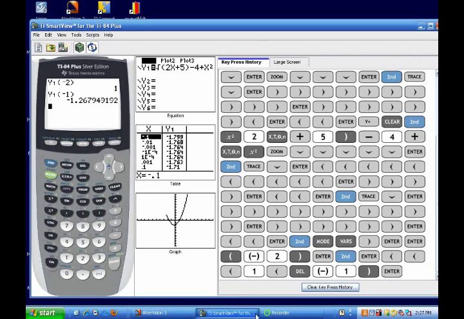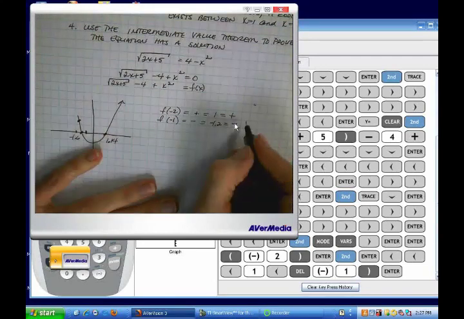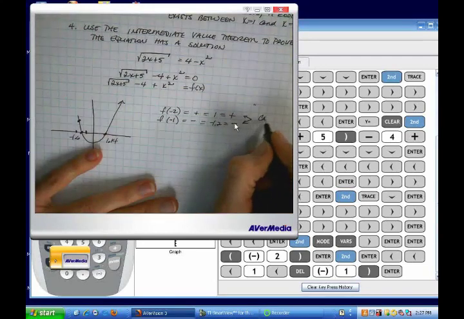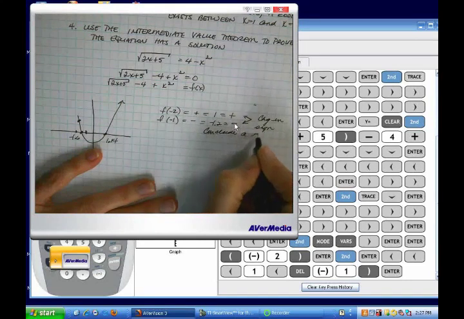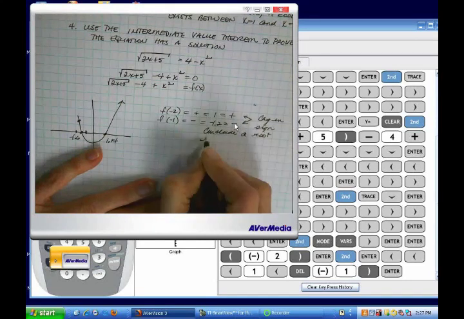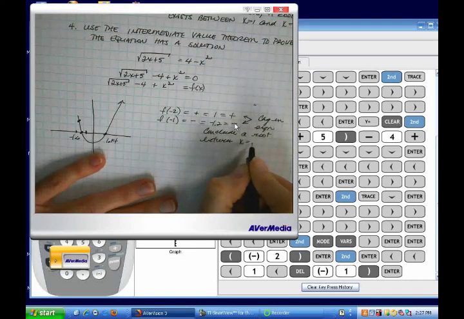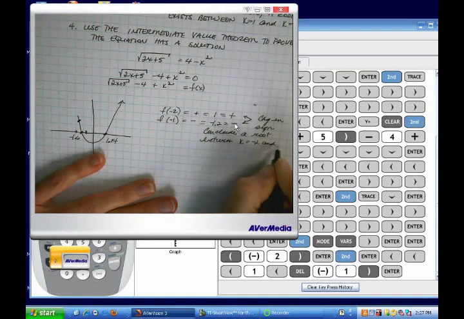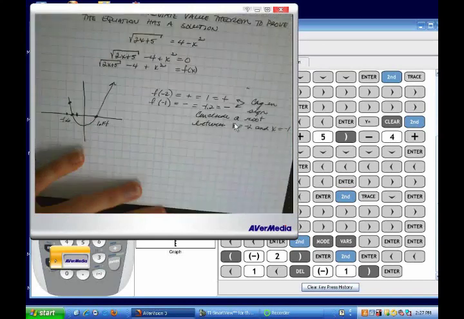Okay, so back to my setup. F of negative 2 is positive 1, which is a positive value. F of negative 1 is about a negative 1.2, which is a negative. So this is a change in sign. So therefore, conclude a root between x equaling -2 and x equaling -1. There's one of the roots.